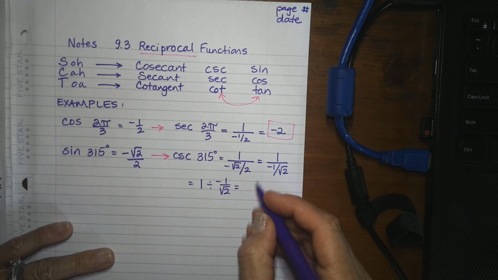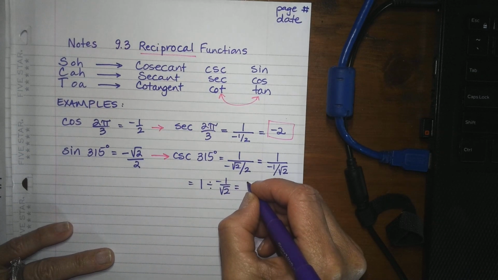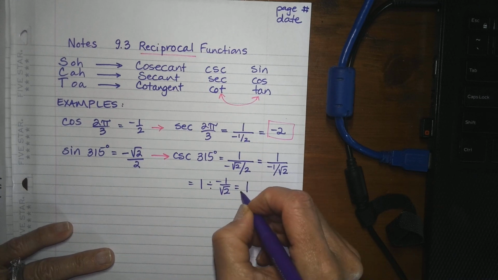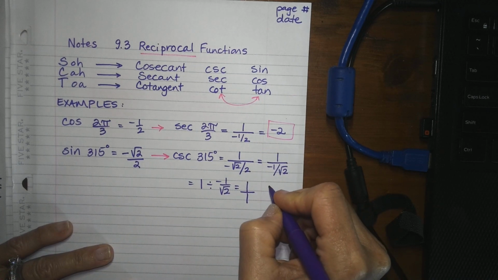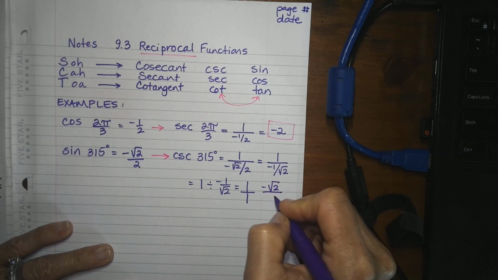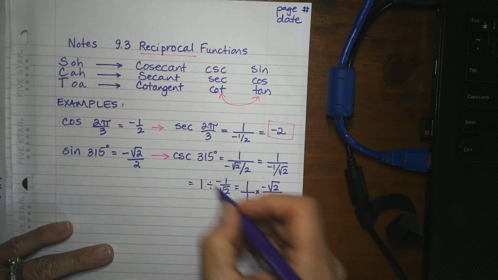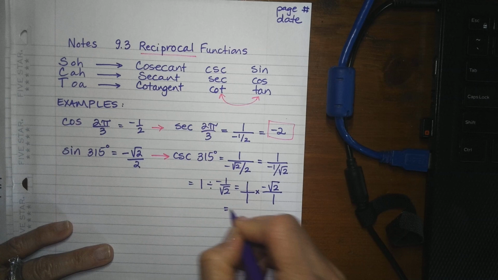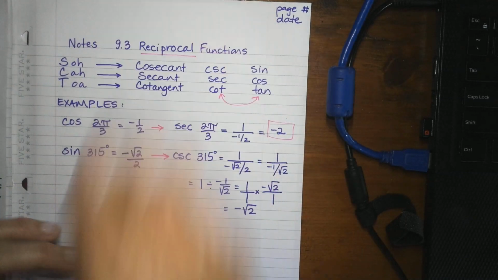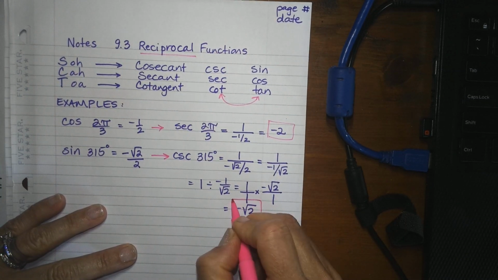This is my fraction. I'm going to do keep, flip, change. So keep the first one, flip the second one, change the sign. So cosecant of 315 is negative radical 2. You probably could have done that in even a quicker step than I did.